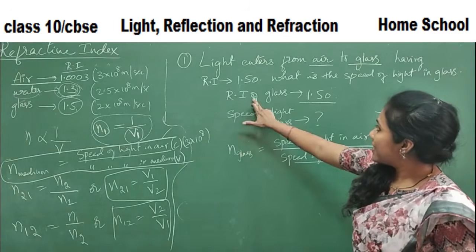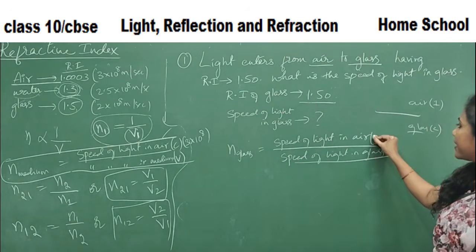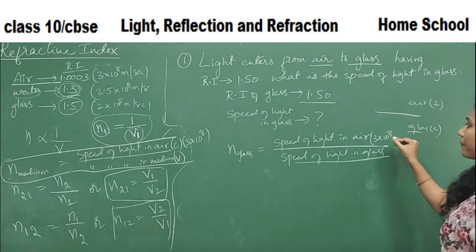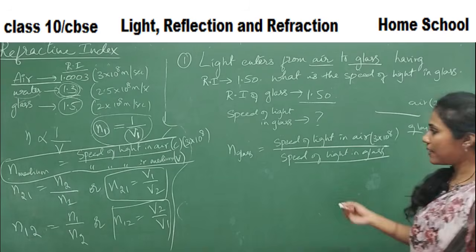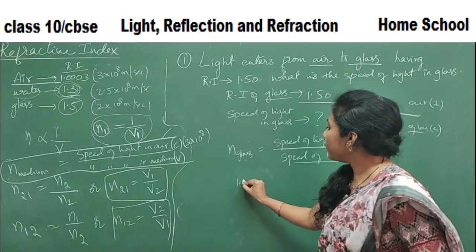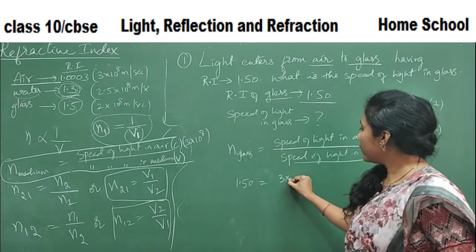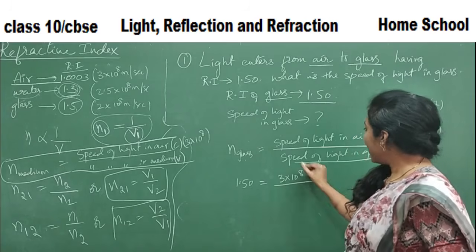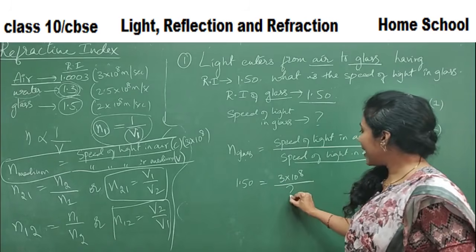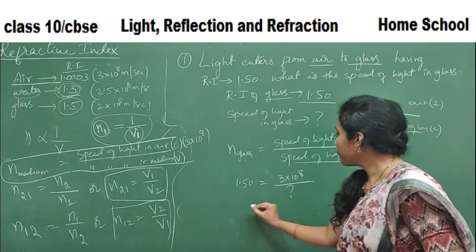Refractive index of glass they gave, right? 1.5. Speed of light in air is 3 into 10 to the power of 8. So can't you calculate this? Substitute the values. Refractive index of glass is 1.50, which is equal to the speed of light in air, 3 into 10 to the power of 8, divided by the speed of light in glass, which is the question mark. So how do you do it?